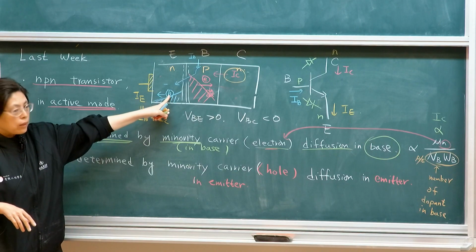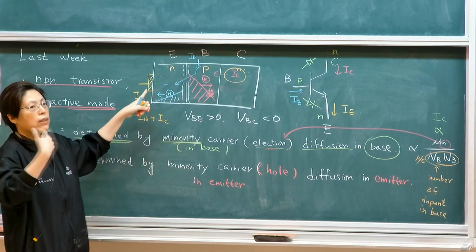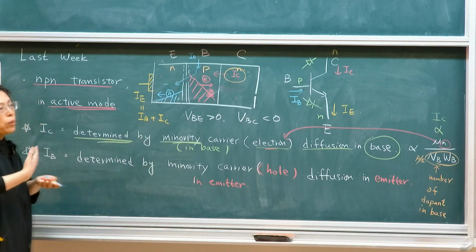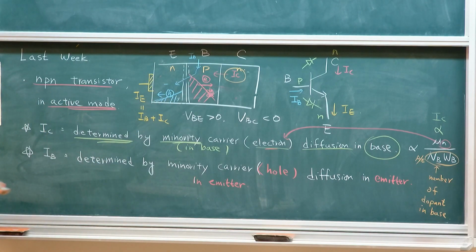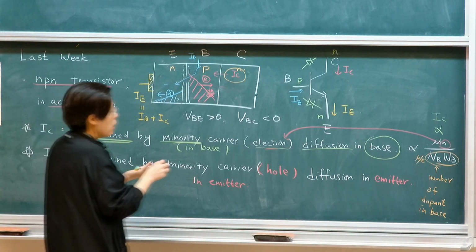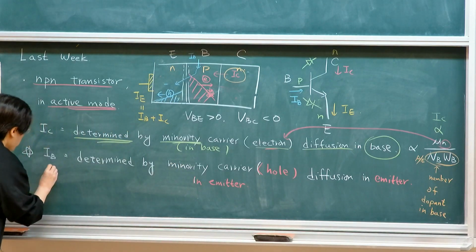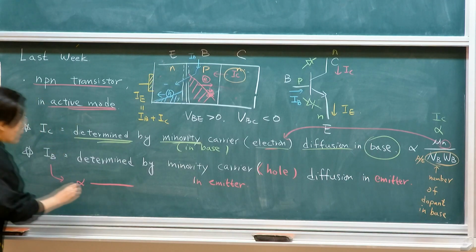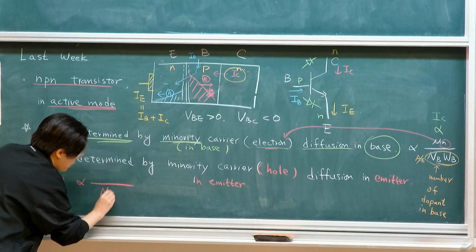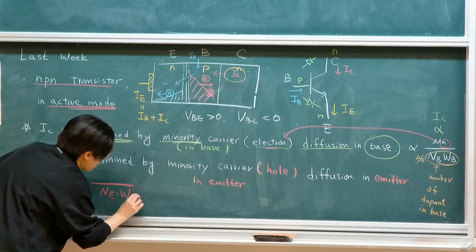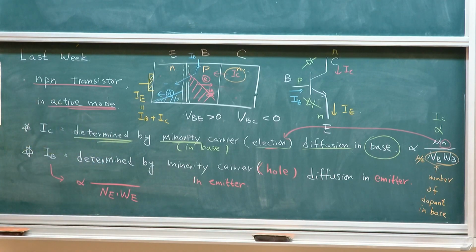So IB, as I said, is hole current. It's limited by the hole current injected into the emitter. Therefore, the emitter structure will limit the level of hole current that can be established under this forward-bias condition. Therefore, you will find that IB is proportional to the emitter structure, inversely proportional to the emitter doping concentration and the diffusion inside the emitter.